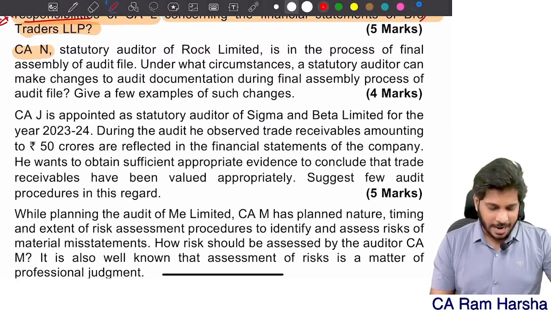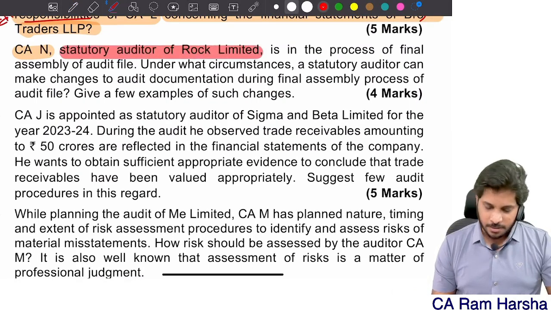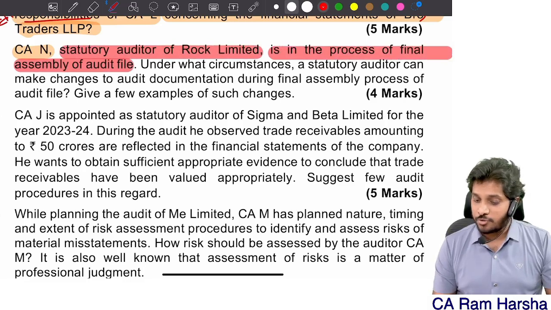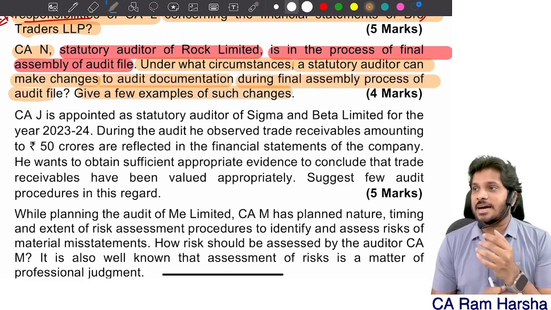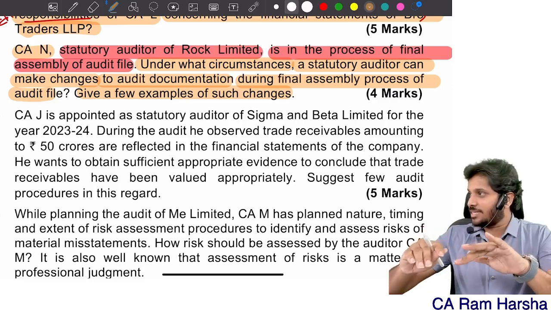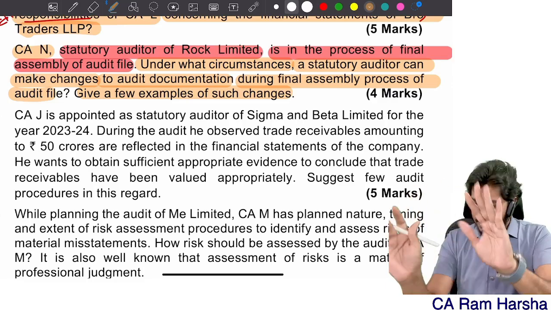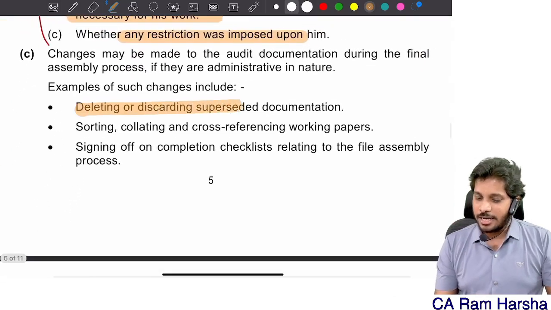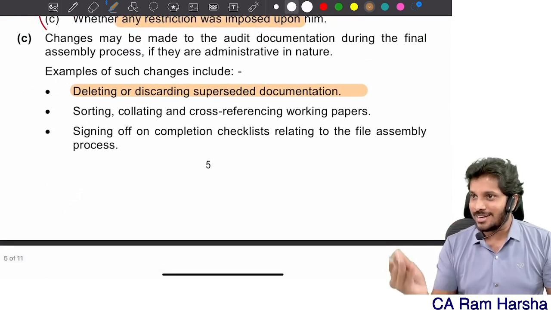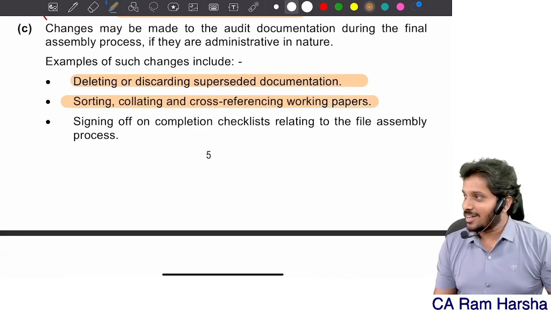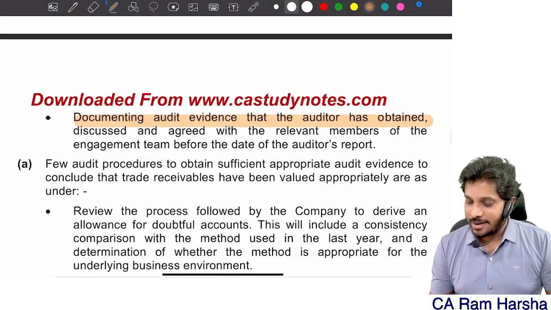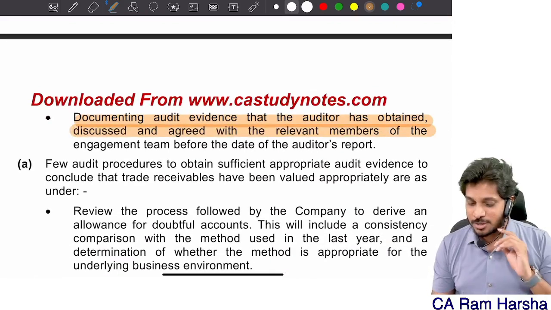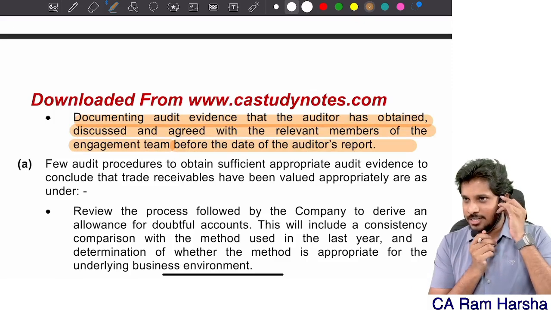The statutory auditor of Rock Limited is in the process of final assembly of the audit file. Under what circumstances can a statutory auditor make changes to documentation during the final assembly process? Examples: discarding superseded documents, sorting, collating or cross-referencing working papers, signing the completion checklist, documenting evidence that the auditor has obtained, discussed and agreed with relevant members of the engagement team before the date of the auditor's report.